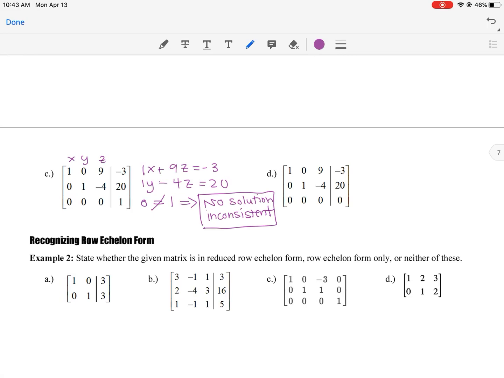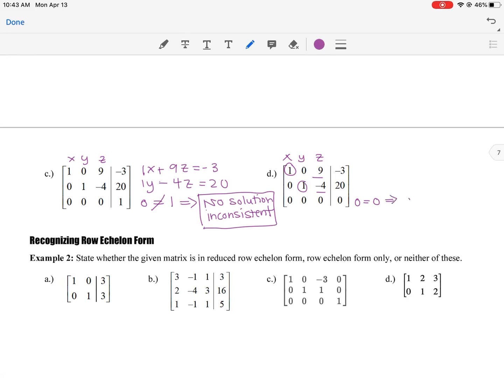Meaning, hey, this system is inconsistent. So if you just look at that last one, remember to think about when you solve a system, if you get 0 equals 1, right? That's not a true statement. Doesn't work. Okay, so let's look at this next one, x, y, z.